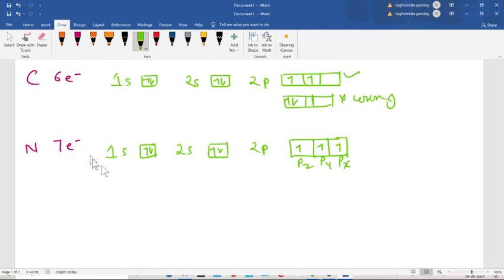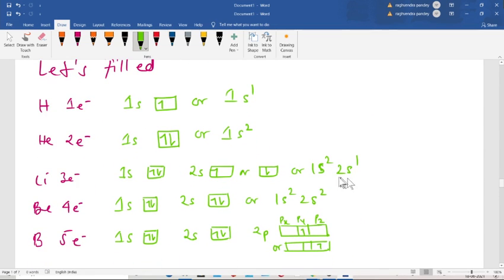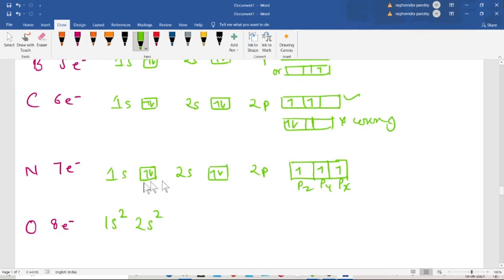Maximum 6 electrons. Let's take, after nitrogen, oxygen comes with 8 electrons, so it will be 1s. I am writing 1s2, 2s2, like this. Here, the 2 is the number of electrons. I don't want to make boxes again and again. So the next level is your 2p.